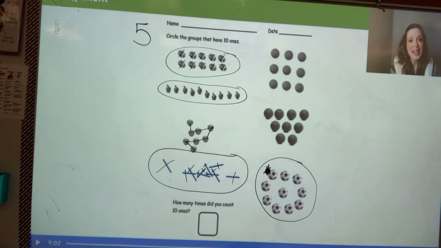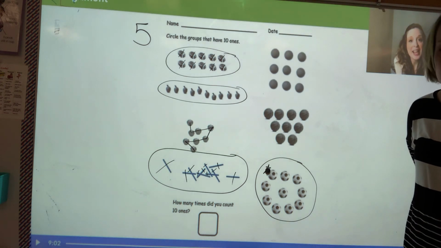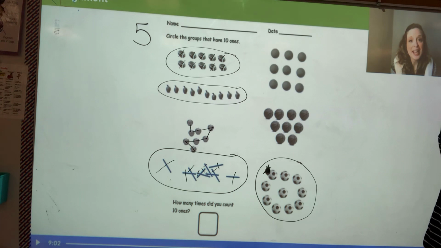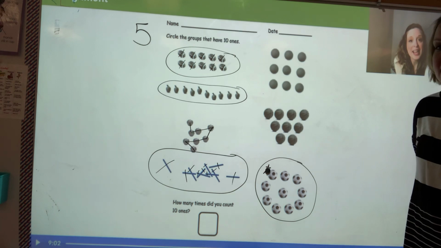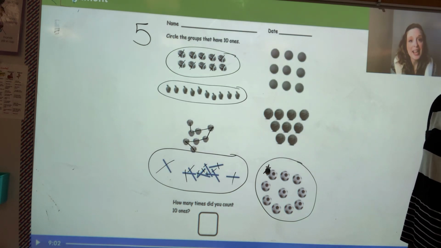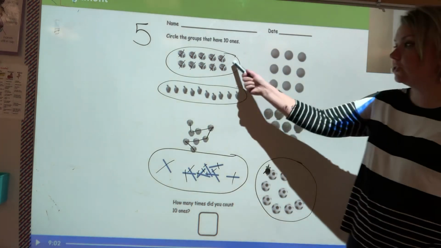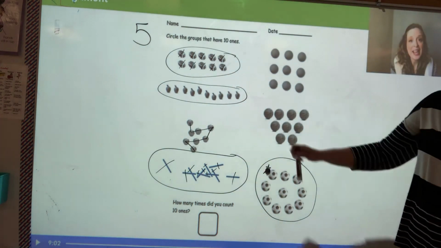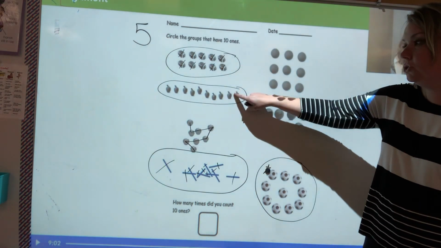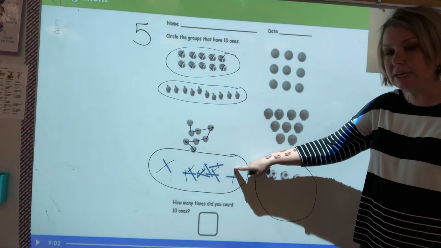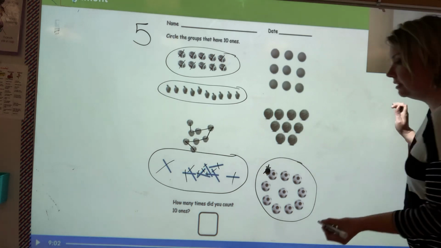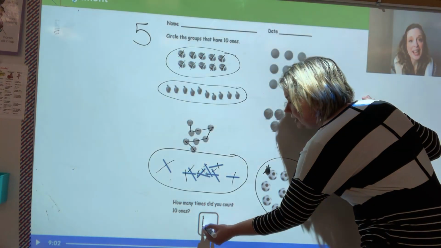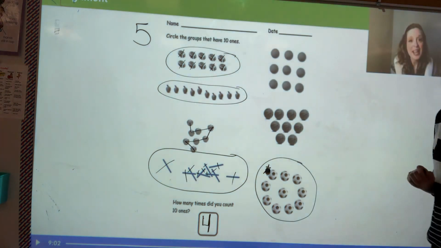How many times did you count 10 ones? How many times did we count a group of 10? Landon. 10. No, we didn't count them 10. It's a good thought though. How many times did we count a group of 10? That means how many circles do I have? 1 group of 10, 2 groups of 10, 3 groups of 10, and 4 groups of 10. So, how many times did I count 10 ones? I counted them 4 times.